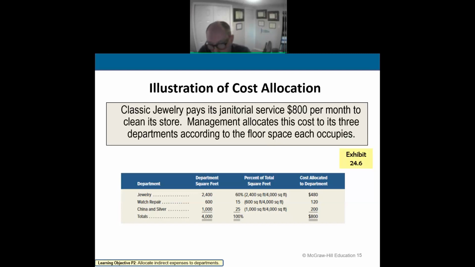China and silver department makes up 1,000 square feet of my store. That's 25% of the total store. I'll allocate $200. How is that? 25% of 800 is 200. Everyone sees how we do this? It makes sense, right? Y'all kind of get why we do it this way? Maria? Yes. Yeah, thank you. Great.